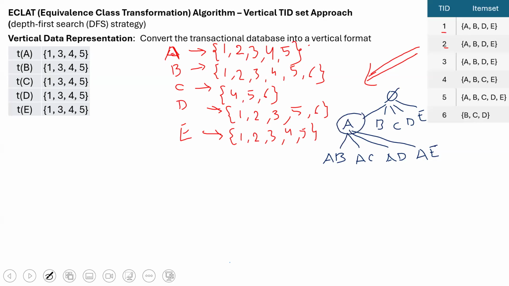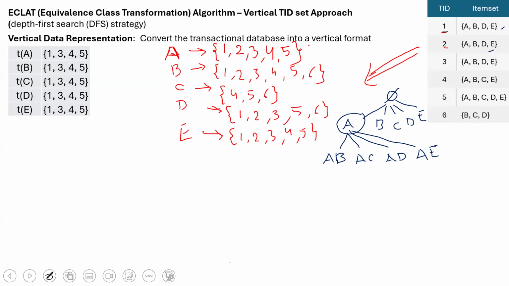When I say AB, I'm not going to traverse through all the database again. Okay, understood? So how do I capture this? I have gone to the first transaction ID and I got A, so I have placed it in A. B, I have B, so I placed one in B. C, I don't have, so I haven't placed one. D, I don't have. E, I don't have. So one time I have gone here.